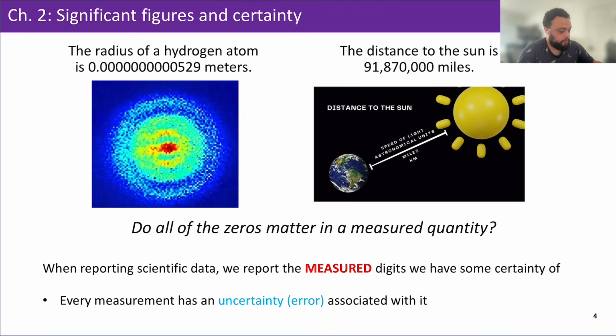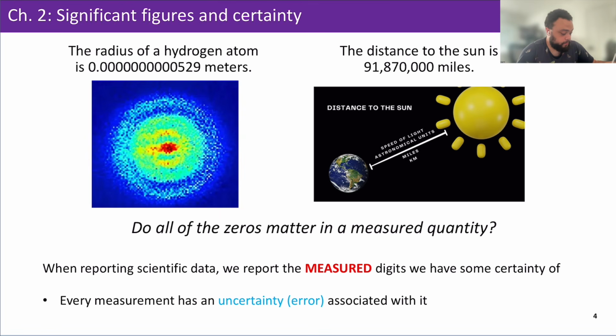Basically, science is pretty good at using a lot of big and small numbers, right? We have things like the atom. This is a very, very small number. Look at all these zeros in front of where the numbers start. On the other end of the spectrum, we also have huge, massive numbers. What is that? 91 million miles? That's a lot of space, so to speak.